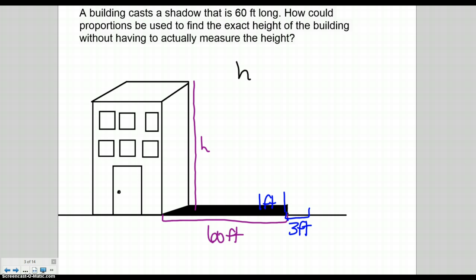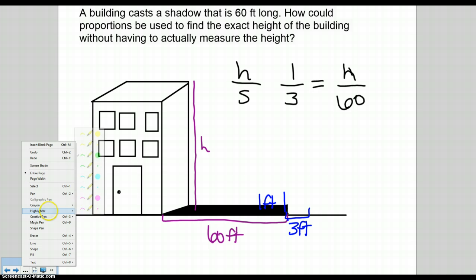I'm going to put my height over my shadow. That's how I'm going to set up my proportions. When you set up a proportion on two similar figures, you want to make sure that you're keeping things together. So my heights are going to go all the way across, my shadows are going to go along the bottom. If I put my height of 1 for my ruler, then the shadow is going to have to be the shadow of that ruler. So I'm going to put 1 over 3. And I'm going to set that equal to the height and shadow of my building. Well, my height is H. The shadow is 60. So now I have my proportion set up.